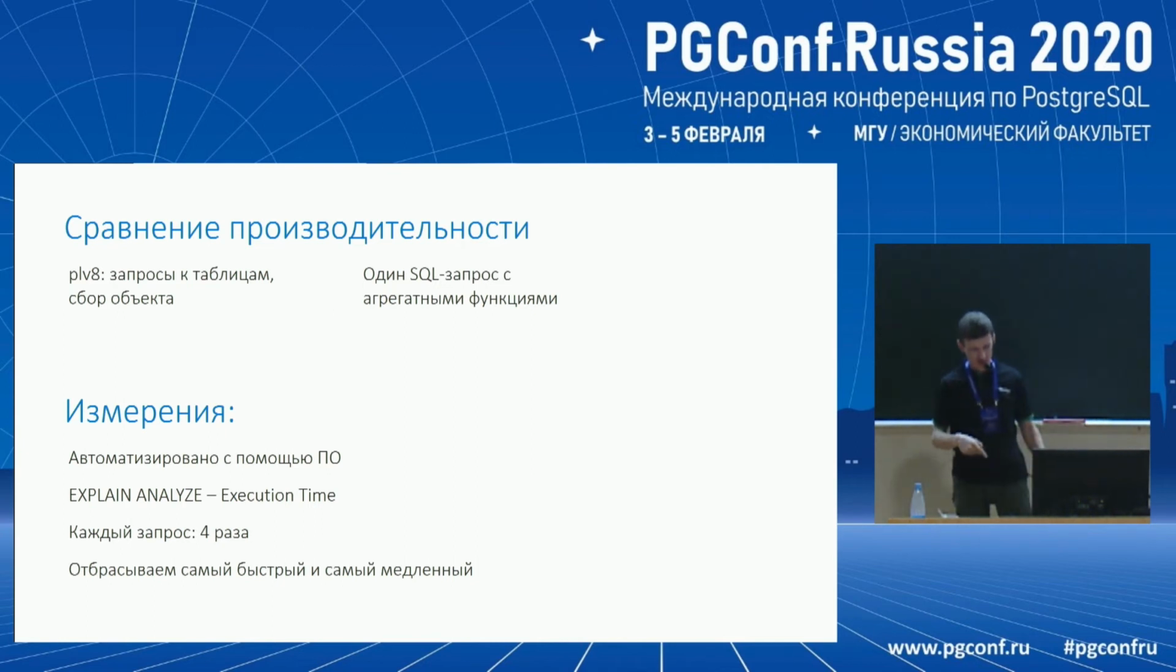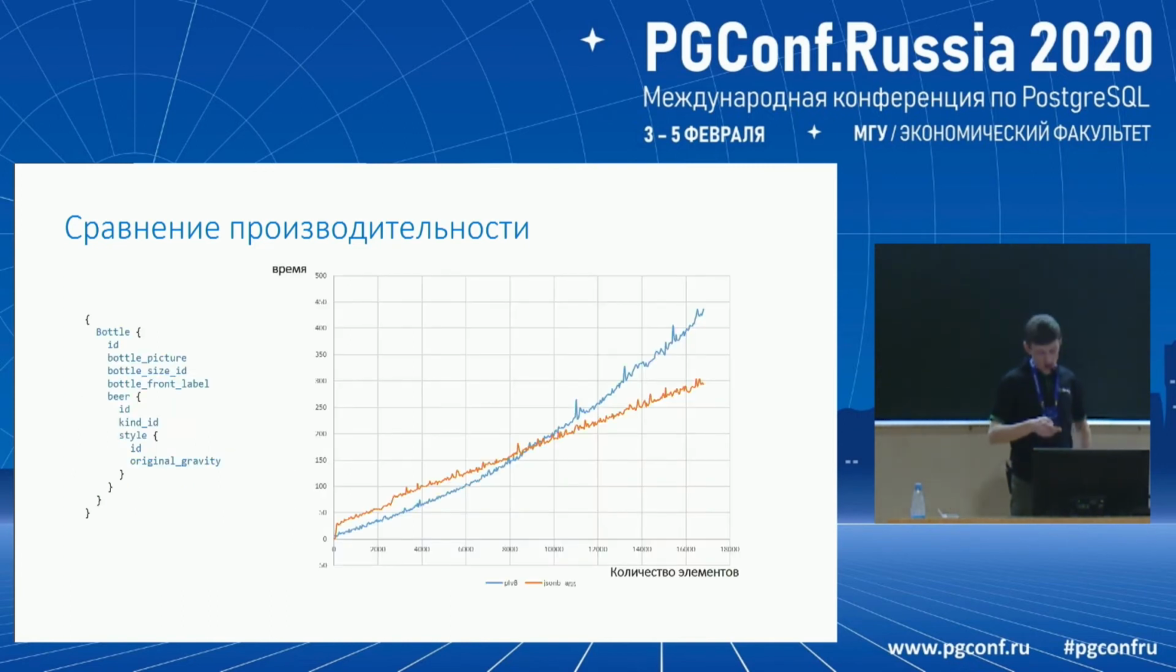As in sport, it selects the worst and the best and takes the middle ones and selects the best out of the middle values. Let's see how we compared the productivity, the performance. Blue is plv8, brown is aggregates. And the query has 3 levels of inserts.